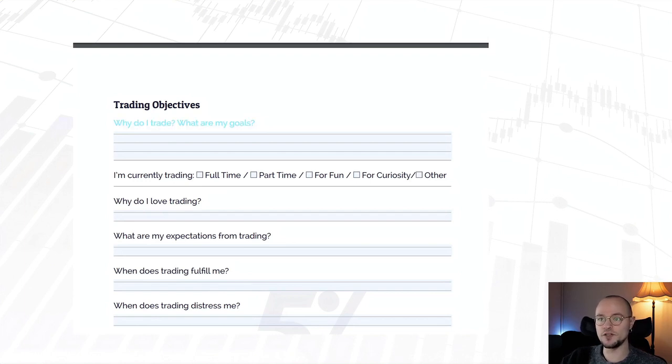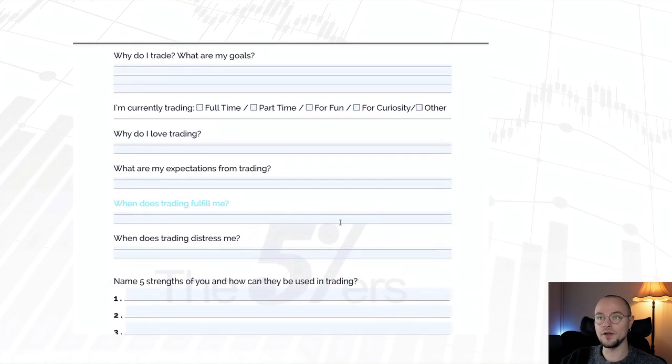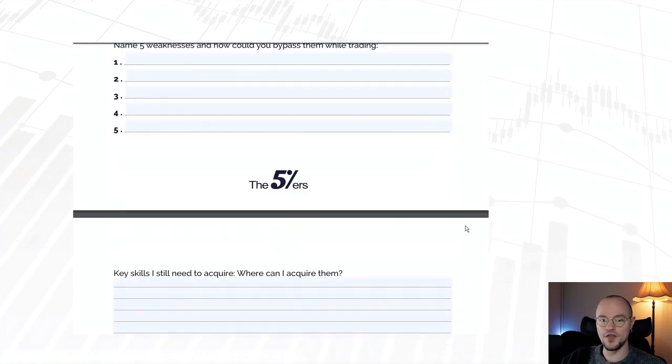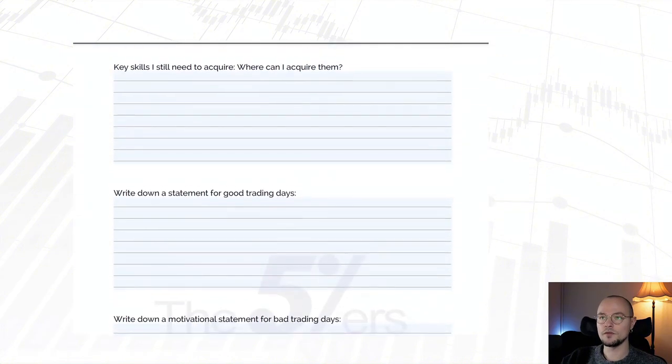So we've got some questions like, why do I trade? What are my goals? Are you trading full-time, part-time, for fun? What are your expectations from trading? When does trading fulfill me? When does it distress me? What are your strengths? What are your weaknesses? This kind of thing. Who are you as a trader?